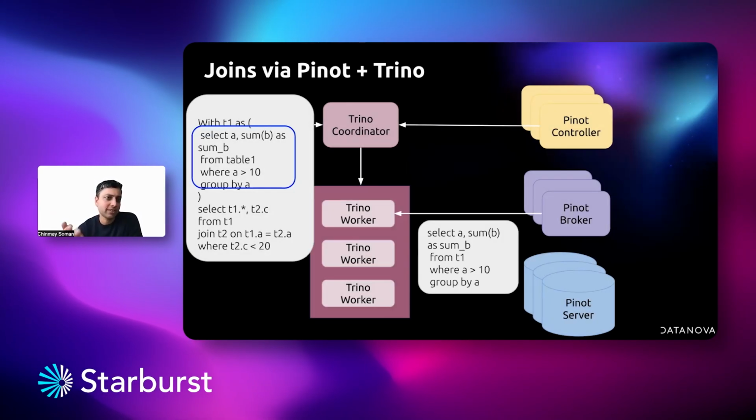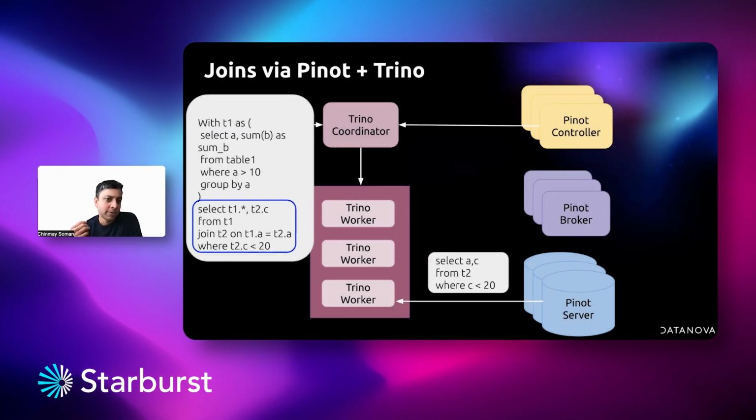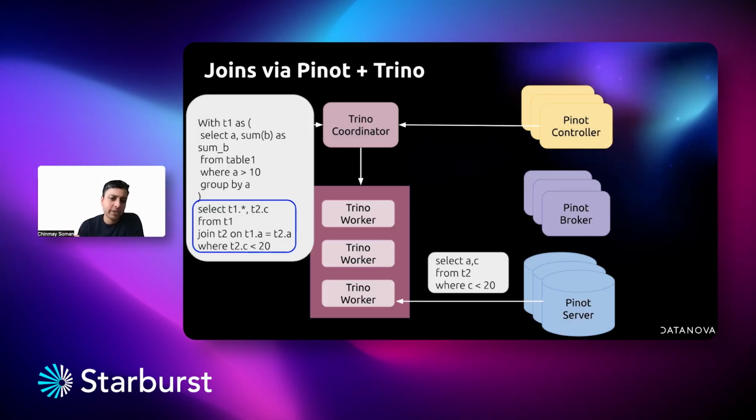In this case, the first part, which is a simple aggregation with a filter predicate and group by, is directly sent to the Pinot broker, and the result is obtained by the Trino worker. Next, the remaining part of the query, which is basically a scan of table 2 with a given filter clause, is sent directly to the Pinot servers. And then again, the intermediate response is obtained by Trino.